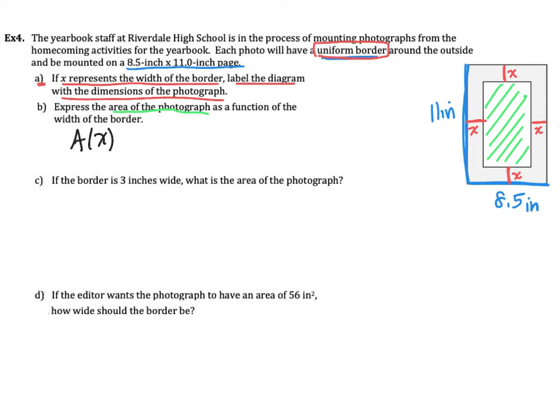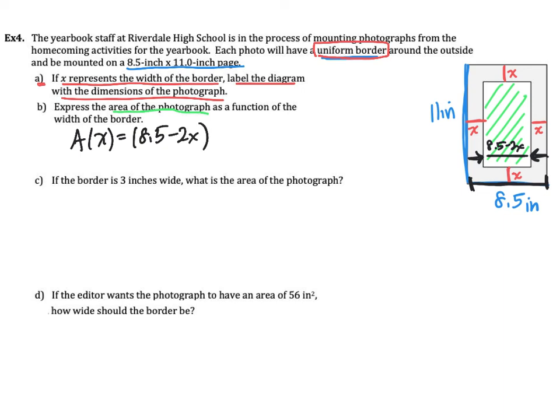So we need to find the area with respect to one variable, which is going to be x in this case. Well, originally you can see this width across the bottom, or length, whatever you want to call it, is 8.5 inches. So if this is 8.5 inches, the green portion, I have to subtract x from the right-hand side and subtract x from the left-hand side. So this new dimension on the inside is not 8.5 inches, it's 8.5 minus 2x, right? I had to subtract x from the right and then subtract x from the left. So one of the dimensions is 8.5 minus 2x.